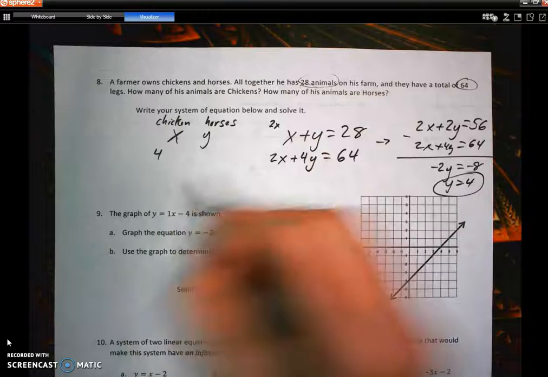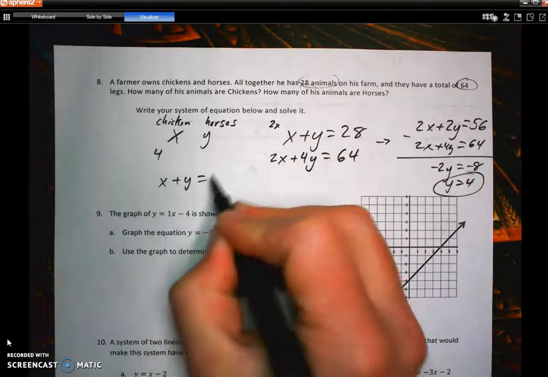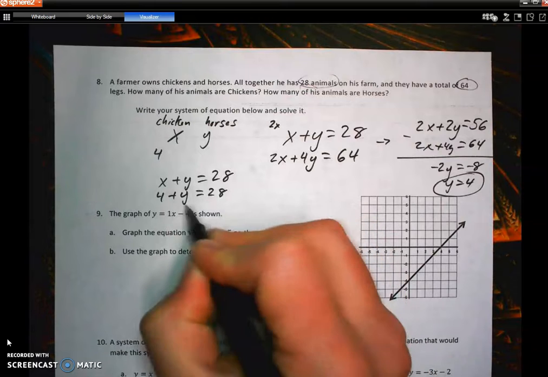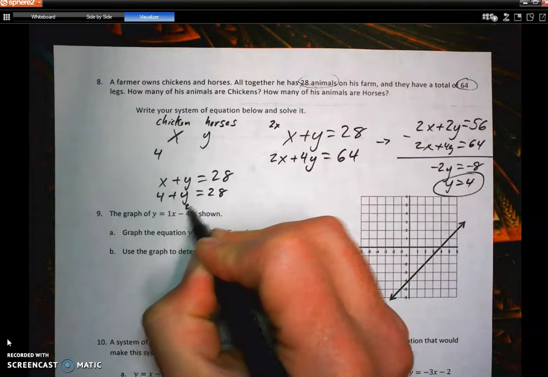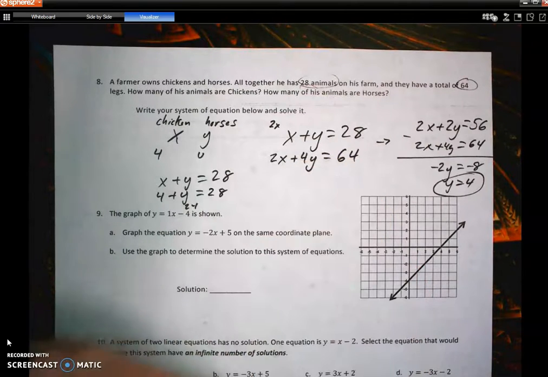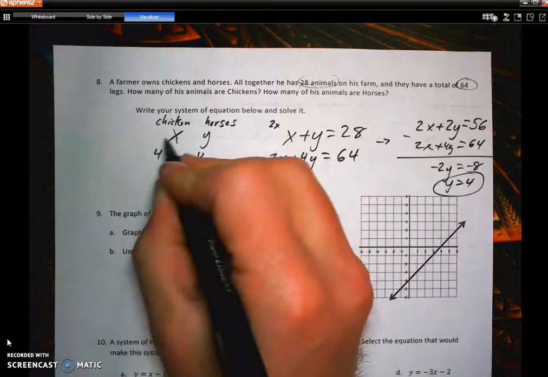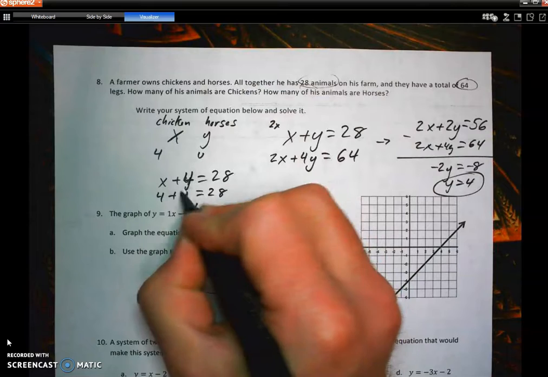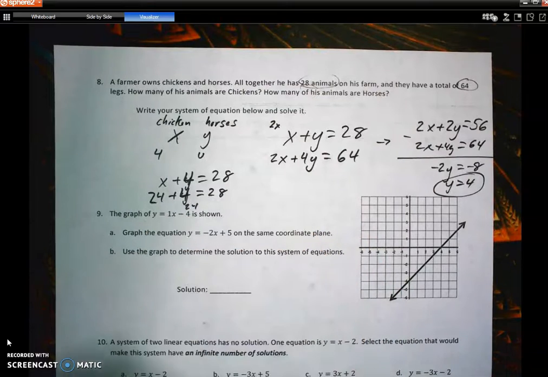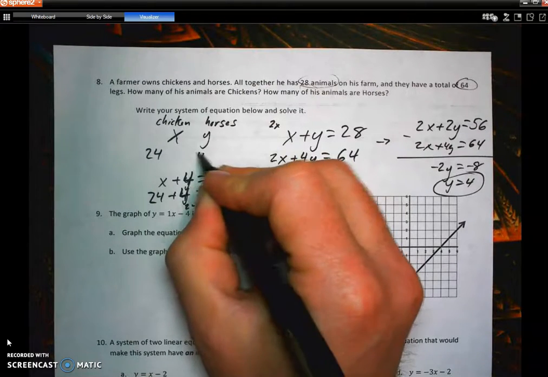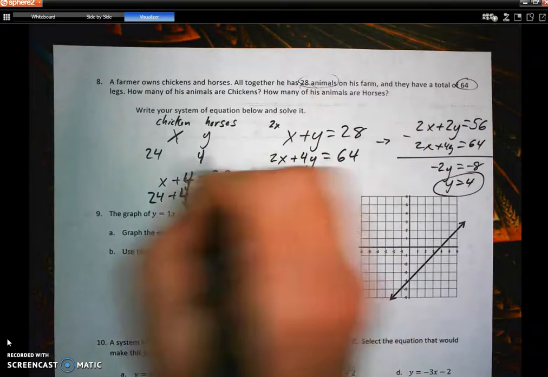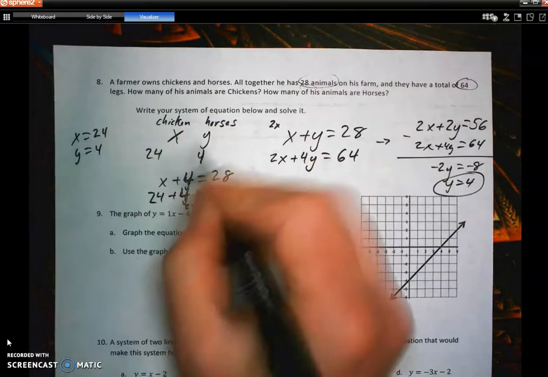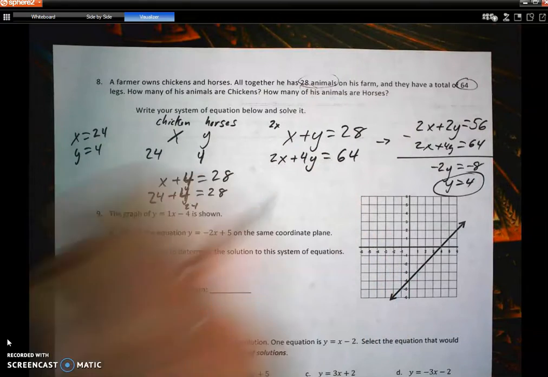Well, altogether there were 28 animals, right? x plus y equals 28 animals. 4 plus what equals 28? Well, that has to be 24. So then y... Oh, but I got it backwards. Sorry, this is not chickens, but there's 4 horses. There's 4 horses, and that means there's 24 chickens, because there's 4 horses. The answer is x equals 24, y equals 4, or 4 horses, 24 chickens.